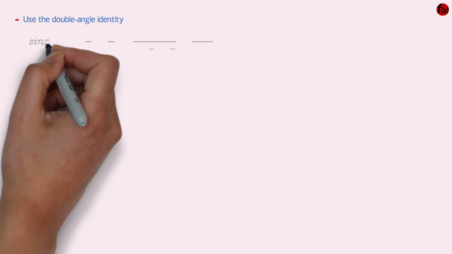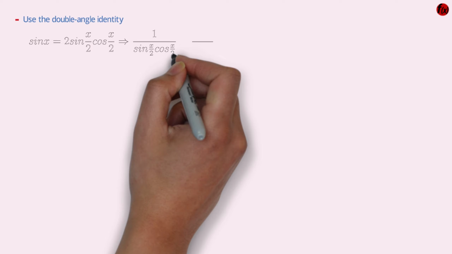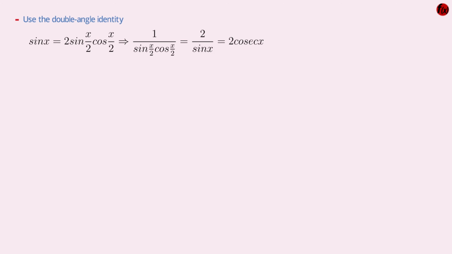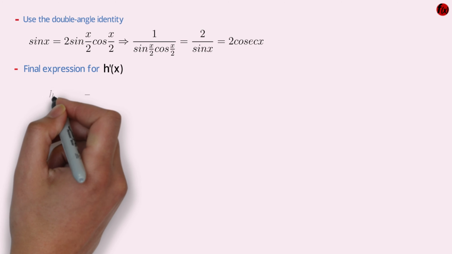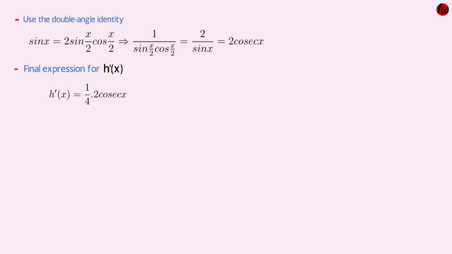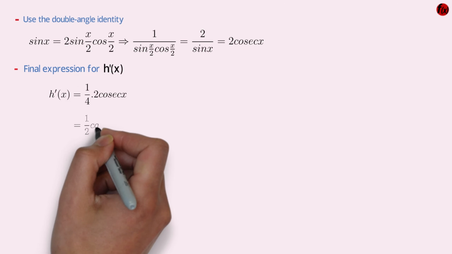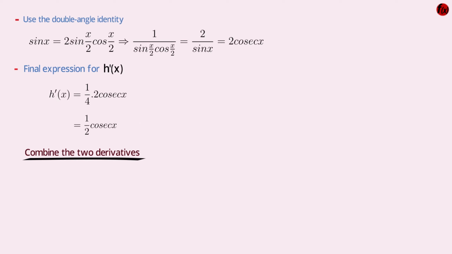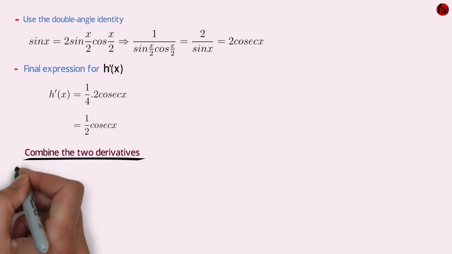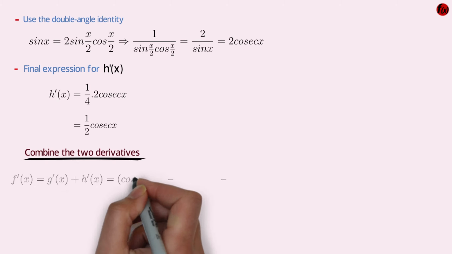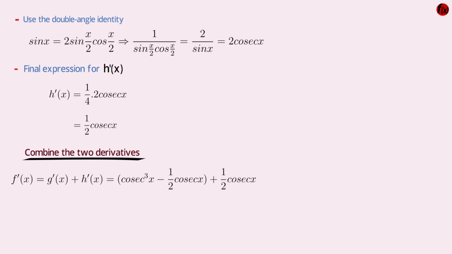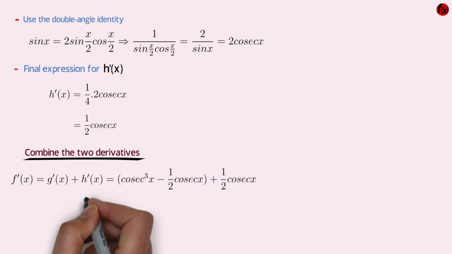Use the double angle identity. Final expression for the derivative of h. Now add the results. The half cosec² terms cancel, leaving the clean answer.